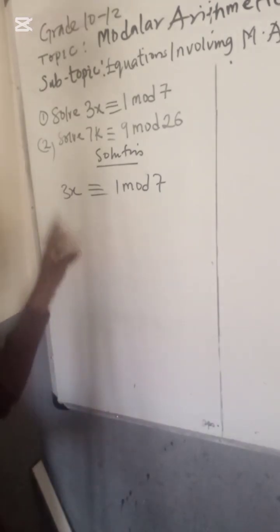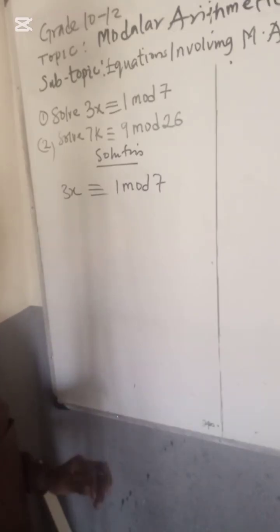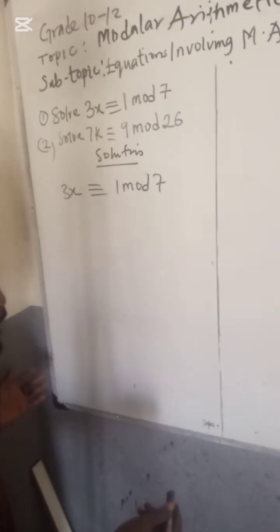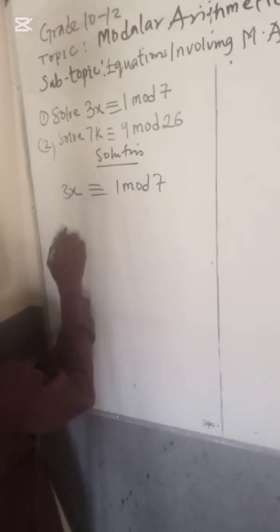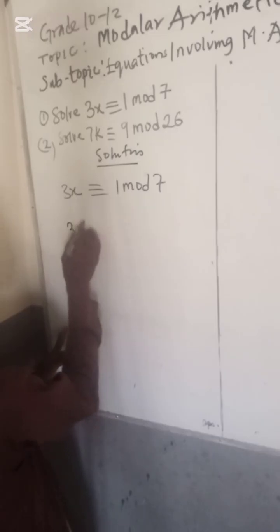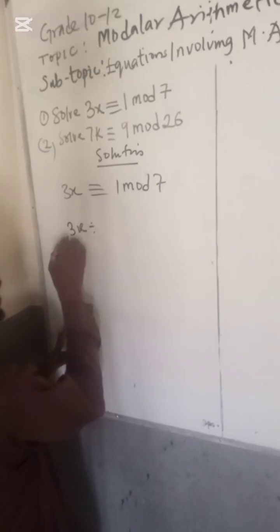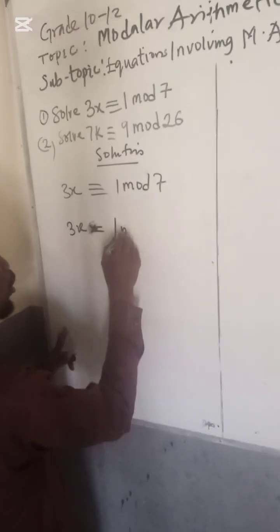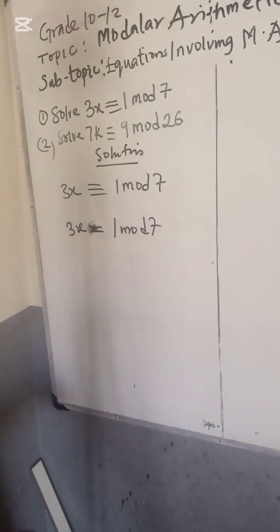So you need to look for the multiplicative inverse of this. Now, how do you get it? What do we mean by the multiplicative inverse? For clarity's sake, we mean what we can use to multiply this 3, that will give us 1 mod 7. That's what we are talking about. So how do we get it?